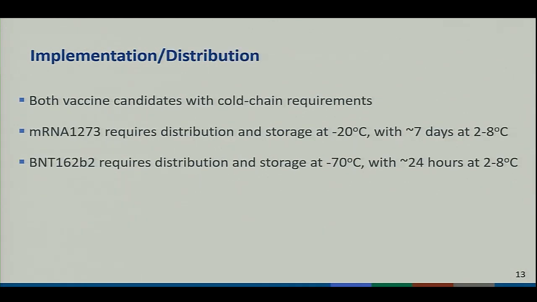Both vaccine companies discussed the current cold chain requirements for their vaccine candidates. mRNA-1273 requires distribution and storage at -20, with around 7 days at 2 to 8 degrees. And BNT162b2 requires distribution and storage at -70, with around 24 hours at 2 to 8 degrees. These requirements could be updated as additional studies are completed. Next slide.